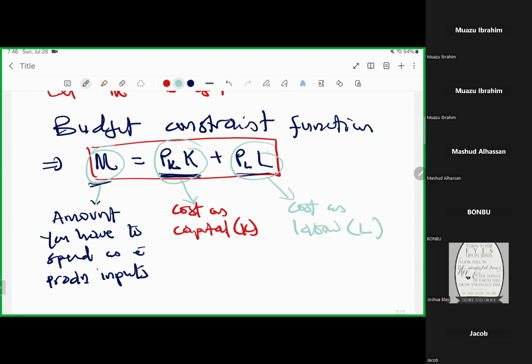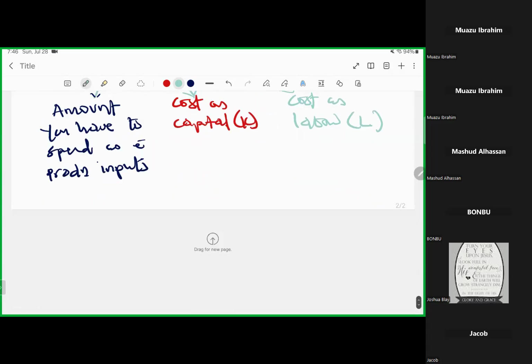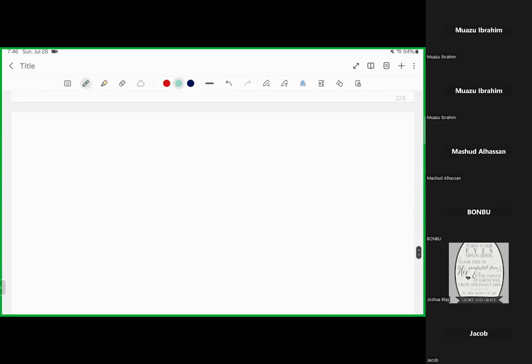So this is the total amount that you are spending on labor, and this is the total amount that you are spending on capital, given the total income or budget that you have. If I give you a question and ask you to produce the budget constraint function, please note the budget constraint function is the amount that you will have, which is equal to the price of capital times capital plus the price of labor times labor.